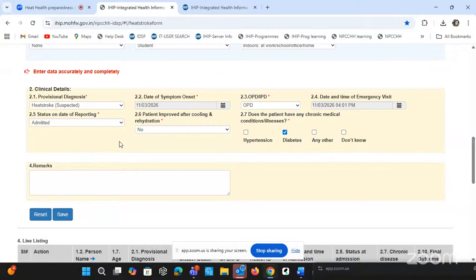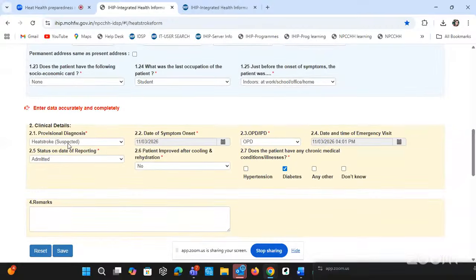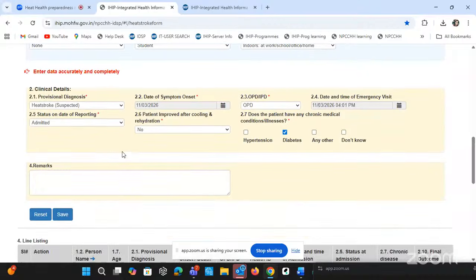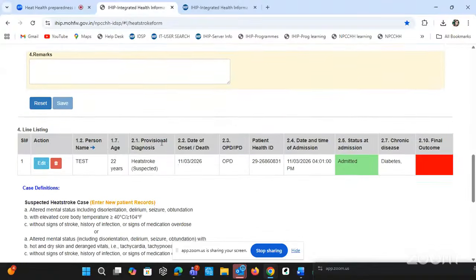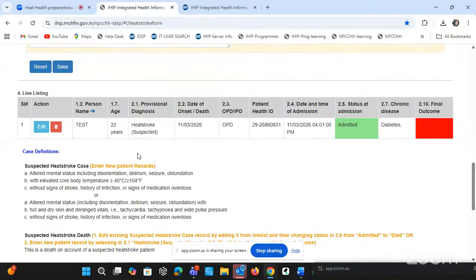Yes. So as we can see over here, right now it has been selected as patient is admitted and has not improved after cooling and rehydration. So suppose I submit this data today, save it, and I submit it. This is submitted as a suspected heat stroke case. Now tomorrow, if I want to, the final outcome over here is showing as red.